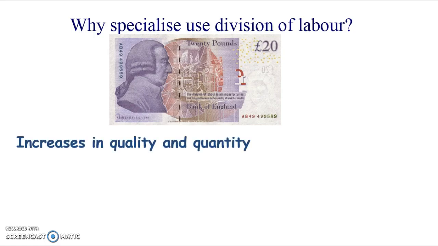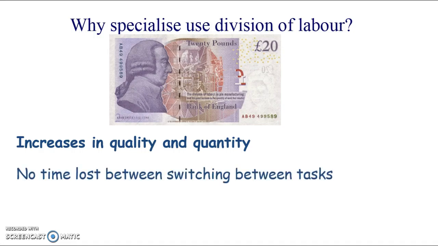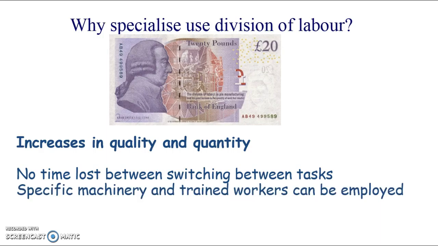Sorry, this title here is Why Specialise or Use Division of Labour. There should be an or there. But the main benefits from it are that it increases quality and it increases quantity of your output. So some of the reasons for this are there's no time loss switching between tasks. So it's much more efficient. You're using your inputs, one of them being time, more effectively. You can use specific machinery.